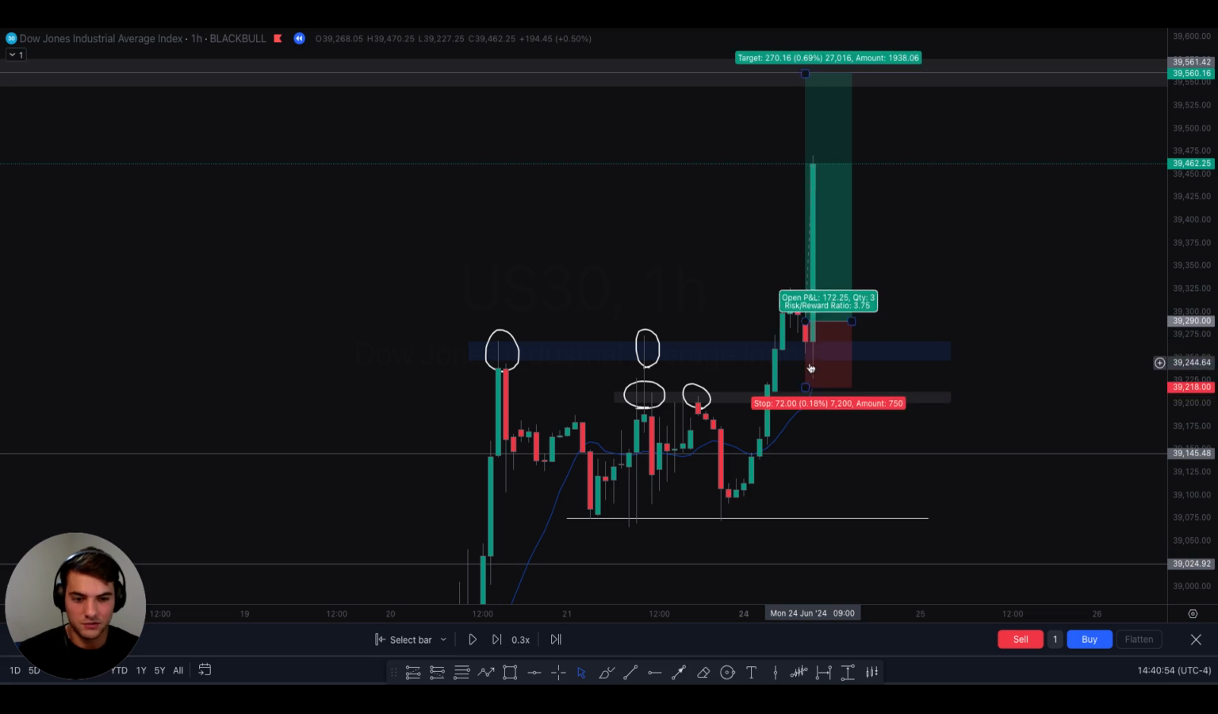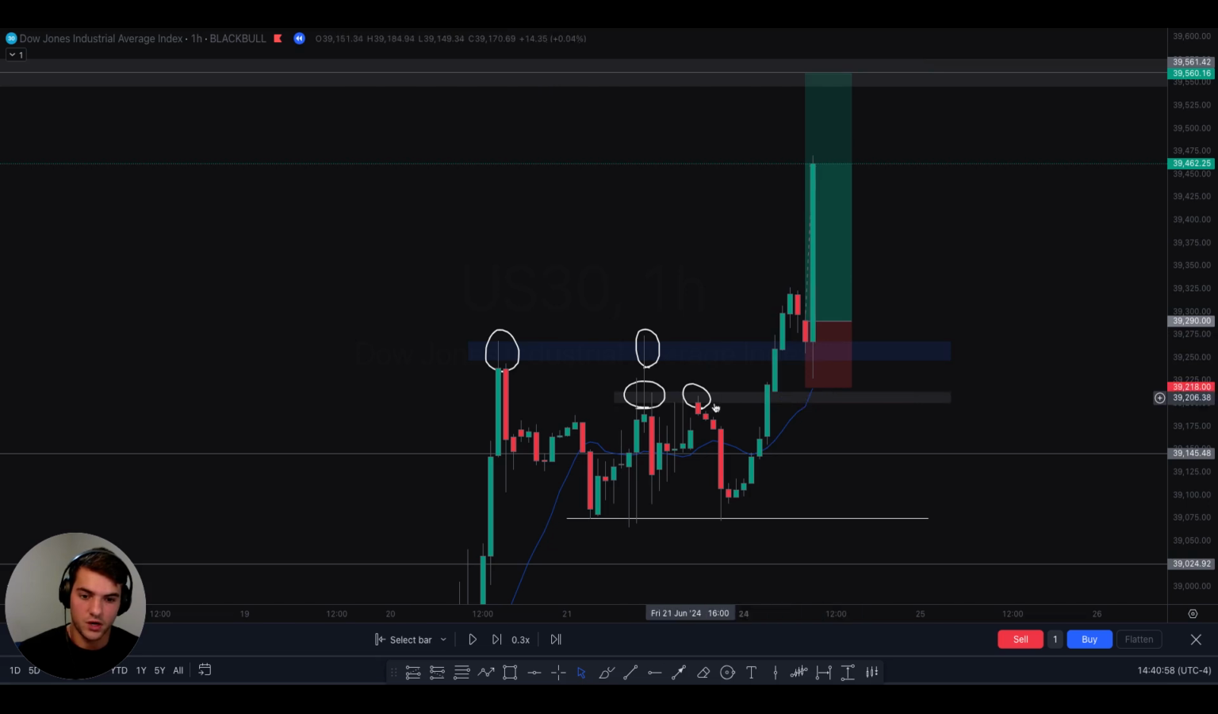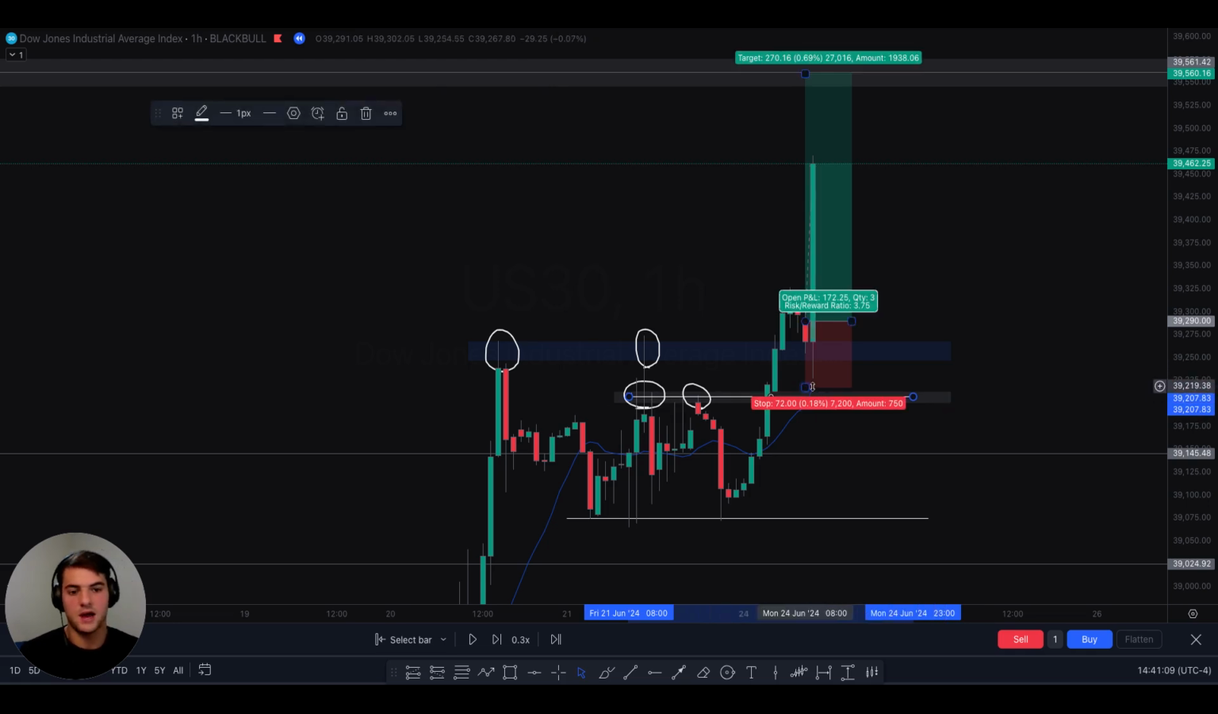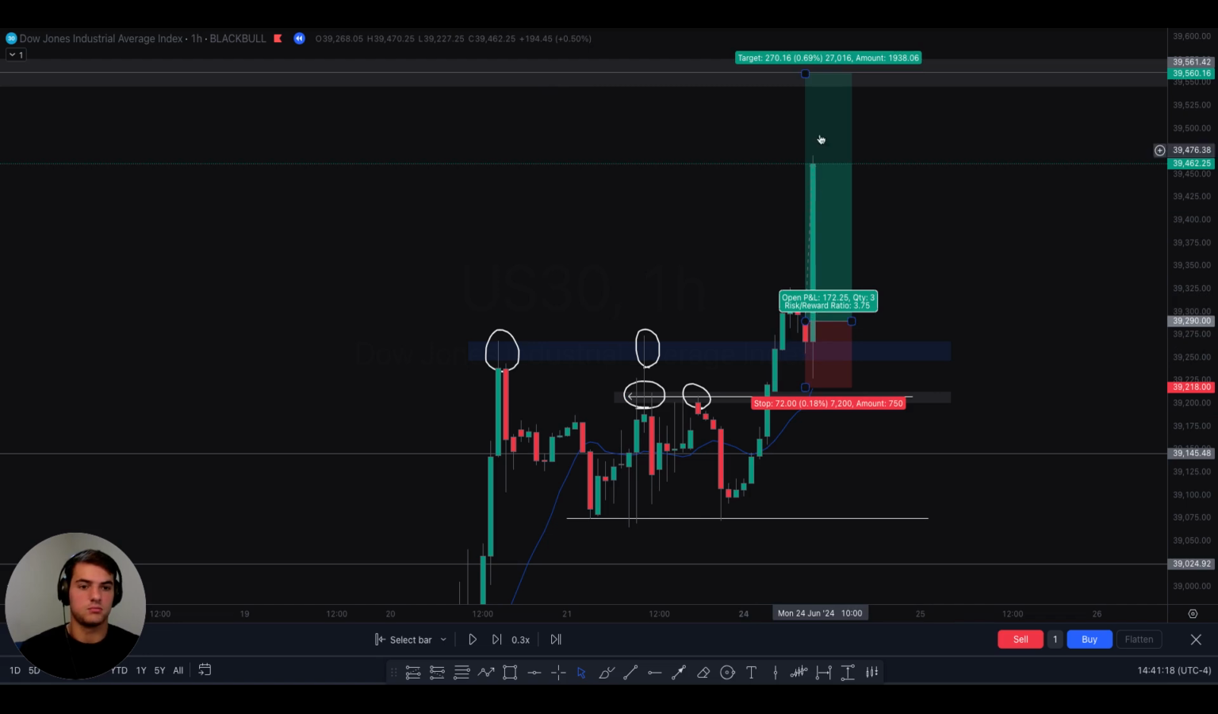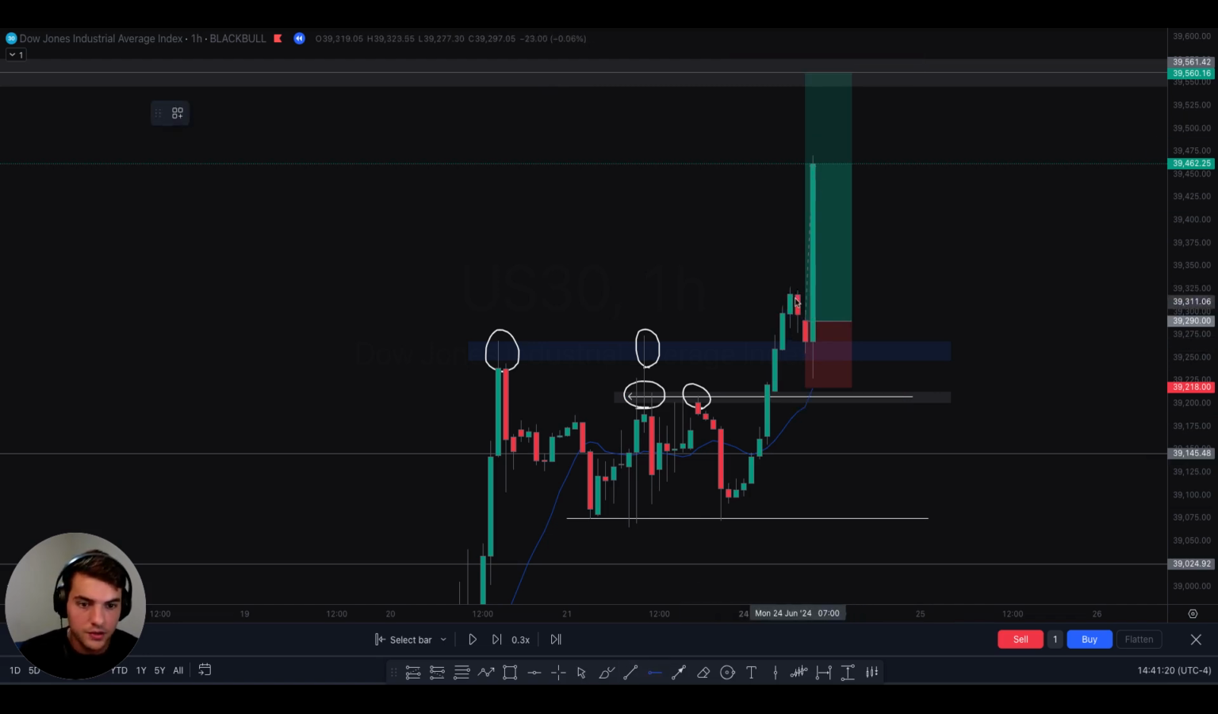So we broke this level over here, this blue zone, but we did not reach where I wanted to reach, which was around this. I'll leave the arrow. So this was where I wanted for us to be at to enter. I did have a pending order over here. It didn't happen, but once we started to push up, I basically knew that we were gonna break this high over here, and possibly reach my take profit all the way up there.